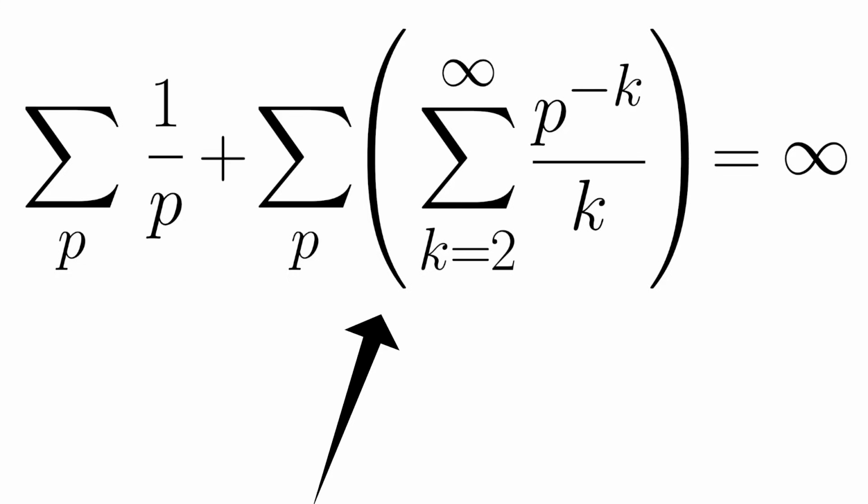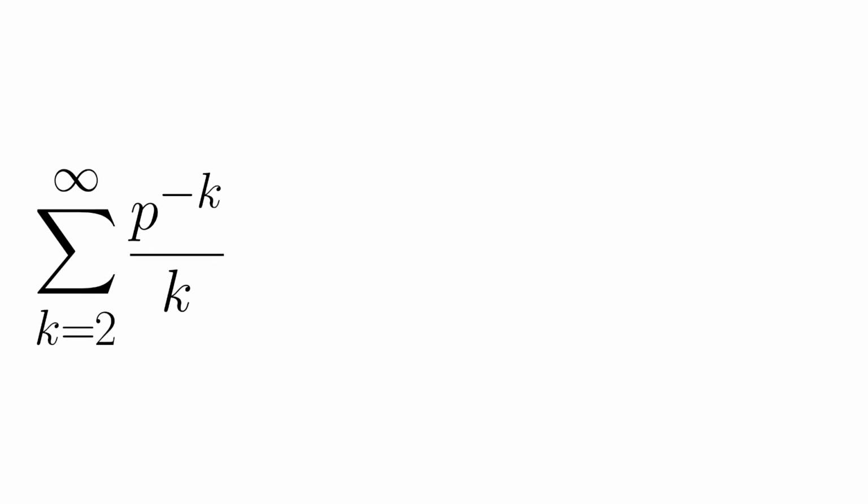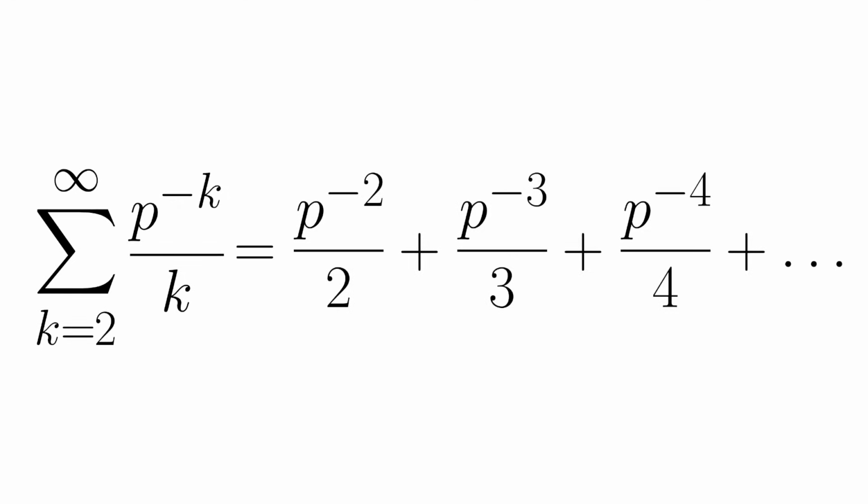Let's take a closer look at the inner sum in the right-hand sum. So let's write this out, not in sigma notation. So this is p to the minus 2 over 2 plus p to the minus 3 over 3 plus p to the minus 4 over 4, and so on.